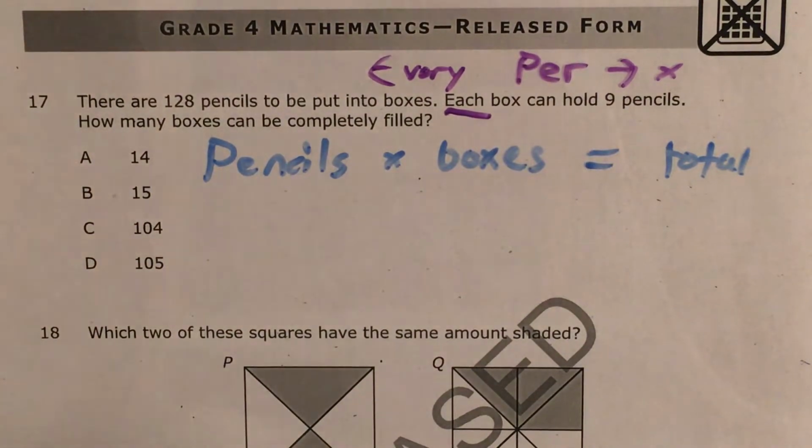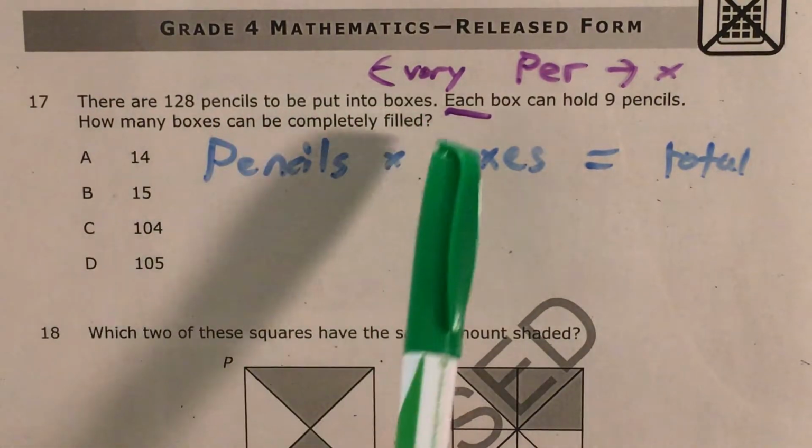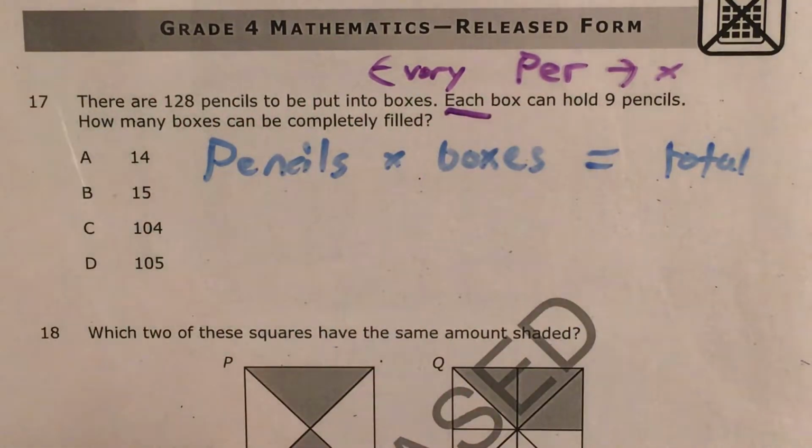This is Mr. W. We're going to tackle question 17 in the 4th grade math questions that they released this past school year. We can see that there are 128 pencils to be put into boxes. Each box can hold 9 pencils, and we're trying to figure out how many boxes can be completely filled.